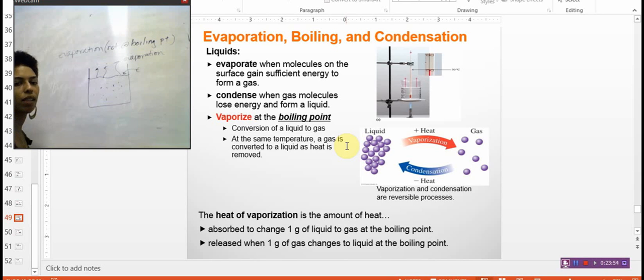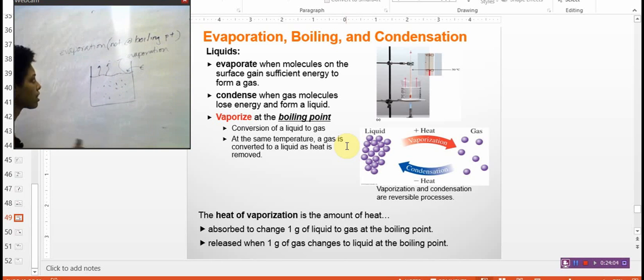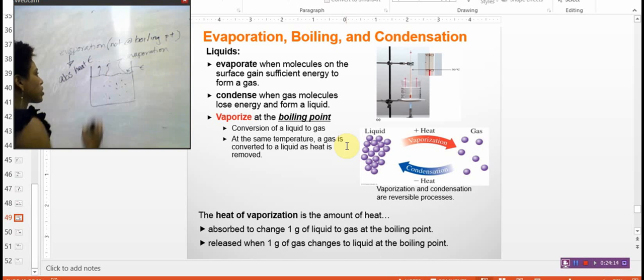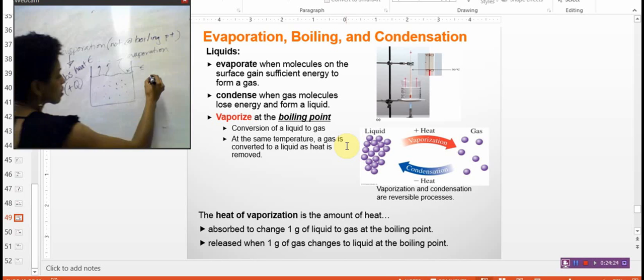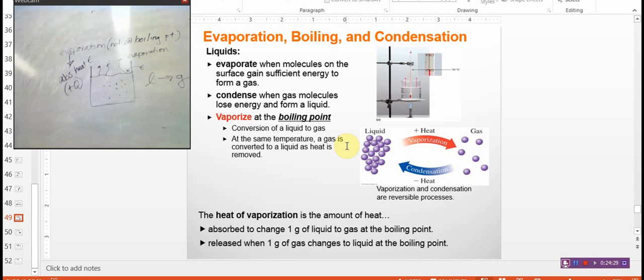But notice we're not at the boiling point. There's not enough heat energy to boil the liquid, but it can evaporate, right? So that's evaporation. If I am evaporating, this process is going to be absorbing heat energy, so we should have a positive Q, right? Now, evaporation, once again, is going from a liquid to a gas, okay?